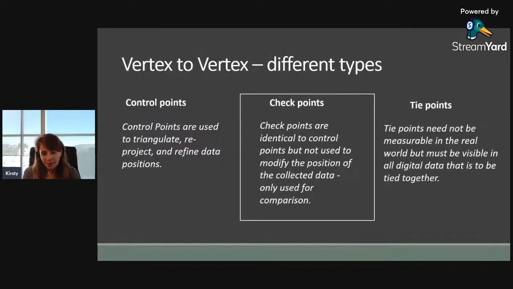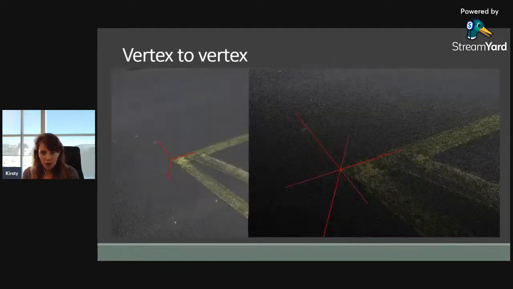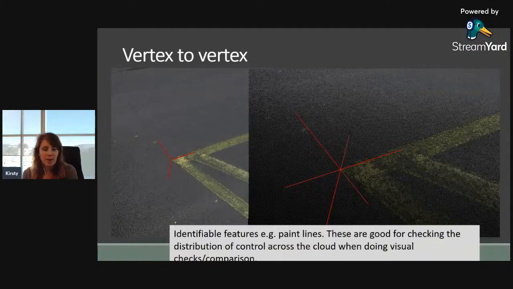Cool. So that brings us on to checkpoints, which is the other kind of coordinated point. That's not as detailed as control points because it's not affecting the registration. It's more just a point of comparison. So for this one, you can go out, pick those identifiable features like the paint lines I mentioned before, and just check the distribution of error across the point cloud.